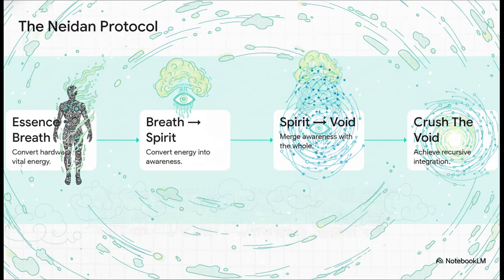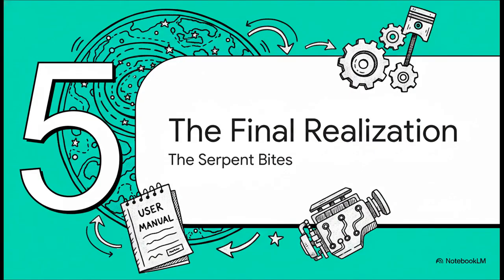On a really personal level, you can apply this whole framework through a process called Nidan, or internal alchemy. You can think of it as a protocol for upgrading your own internal operating system. You refine your physical energy into awareness, and then you merge that awareness back into the system as a whole. You achieve full integration. And all of this, the map, the parts, the engine, this whole user manual, it all leads to a final, incredibly profound realization about the very nature of the loop itself.